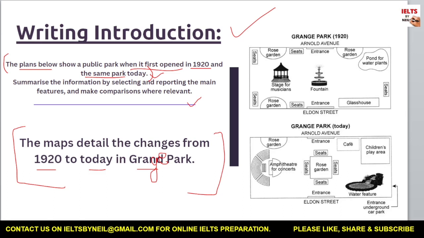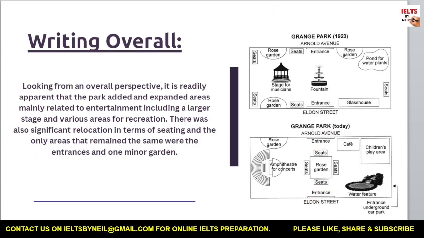Okay. Now, moving on to the overall statement. Now, remember, with the overall, we had to talk about the general features. Now, general features are that this park is being changed to an entertainment place and everything has changed except these two entrances. So these are some general features, right? Now, let's have a look at the overall statement. So overall statements, it's saying, looking from an overall perspective, it is readily apparent that the park added and expanded areas mainly related to entertainment, including a larger stage and various areas for recreation.